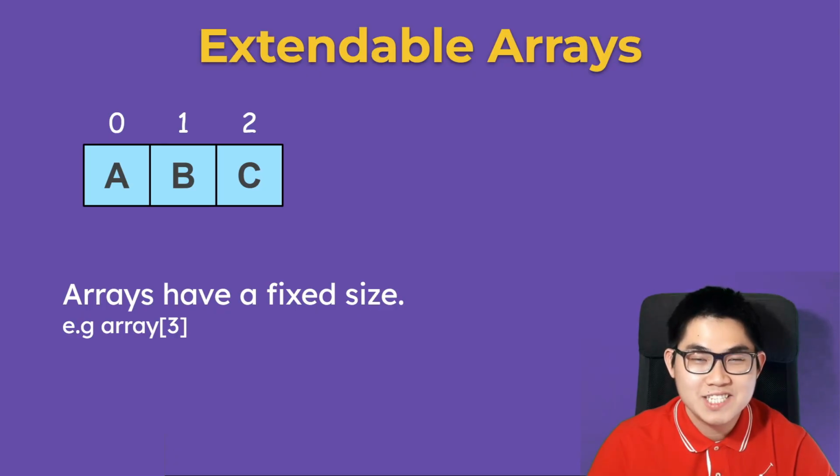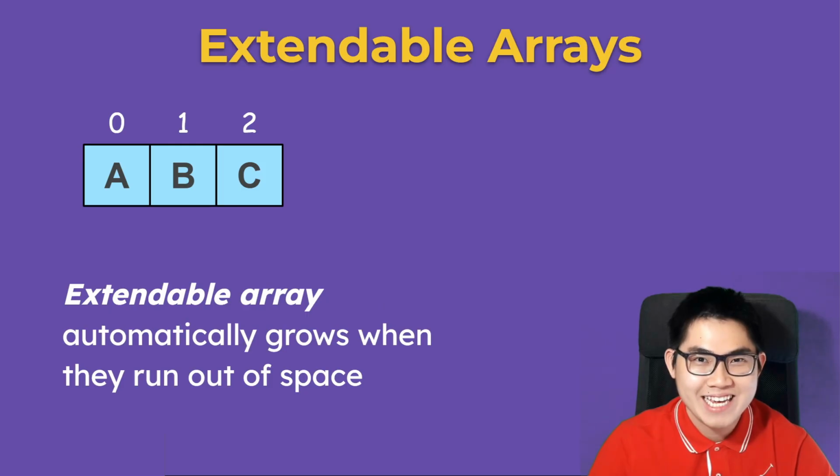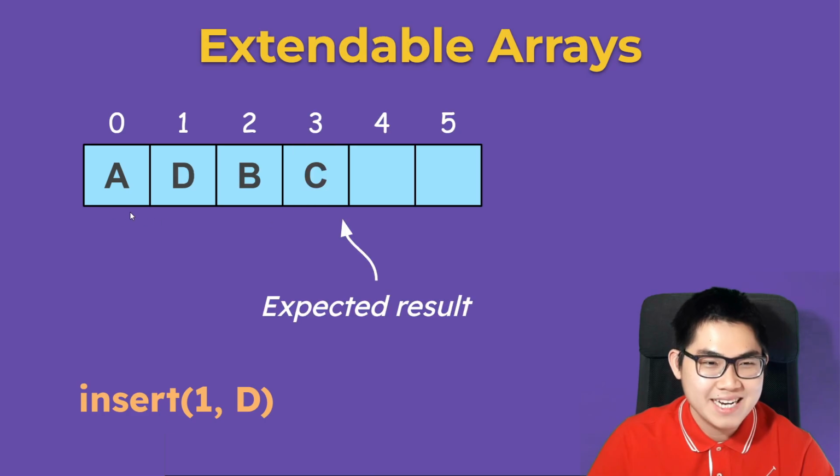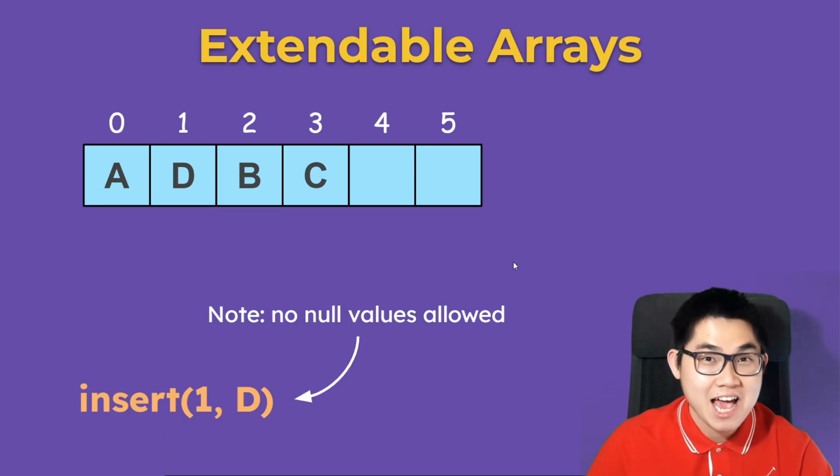The solution is to create an extendable array. An extendable array will automatically grow when it runs out of space. Let's say you want to insert D at index 1. What should happen is this. The array is going to grow in size, and it's going to put D at index 1. Just something to note is that in our implementation, we will not allow inserting null values.